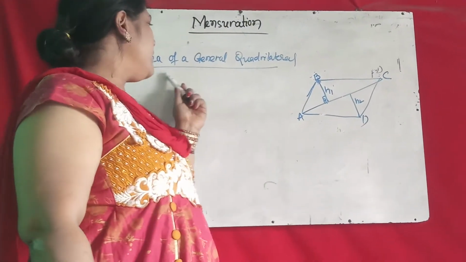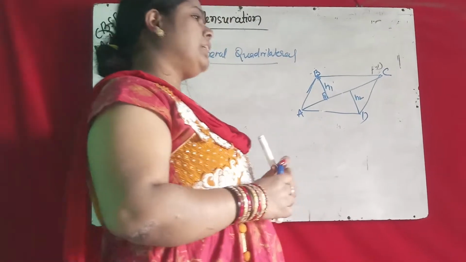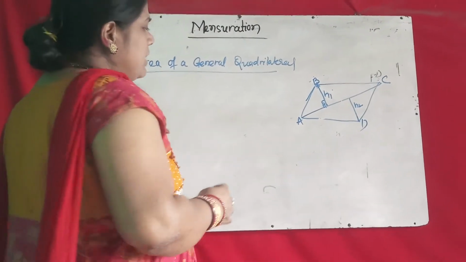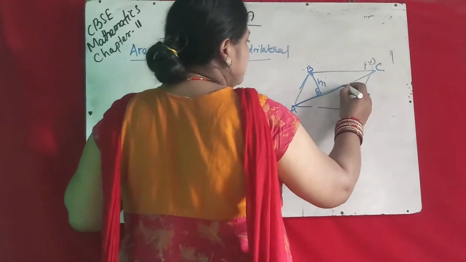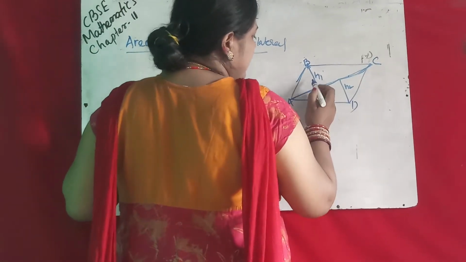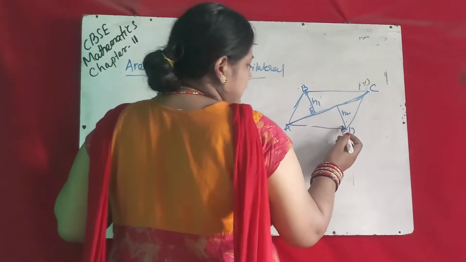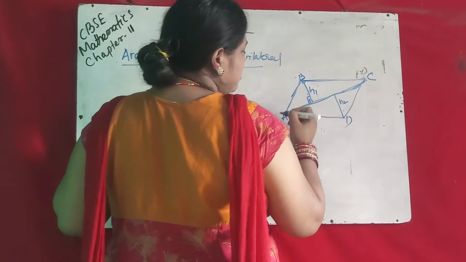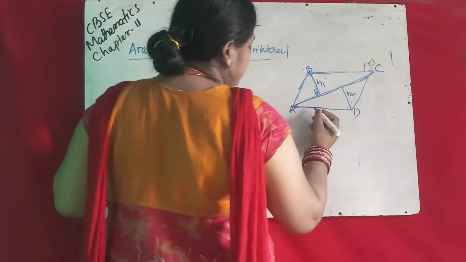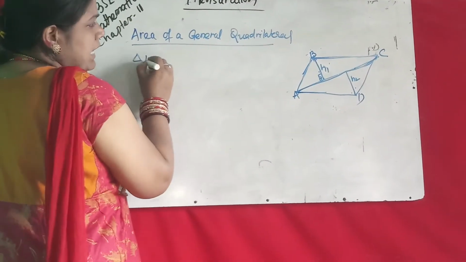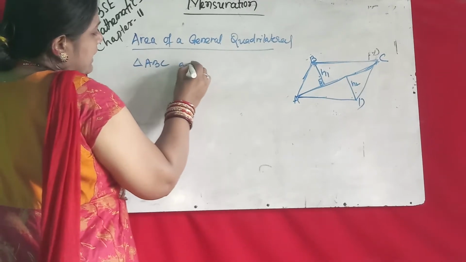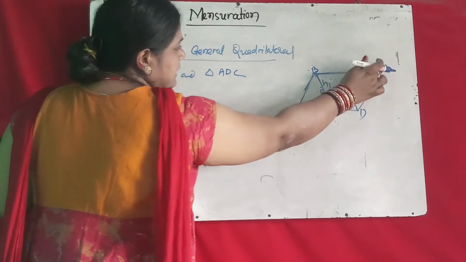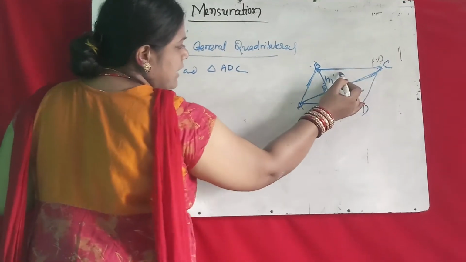Now find the area of a general quadrilateral. In a general quadrilateral, a diagonal and two heights are given. Suppose AC is the diagonal, H1 is one height and H2 is the other height. This general quadrilateral ABCD is divided into two parts: triangle ABC and triangle ADC.